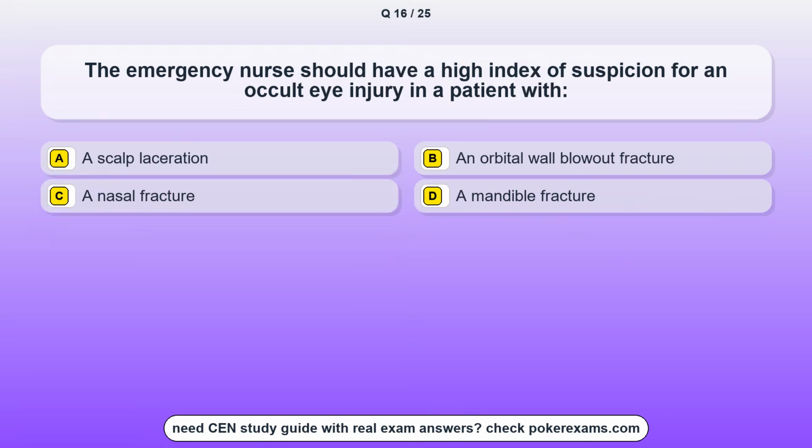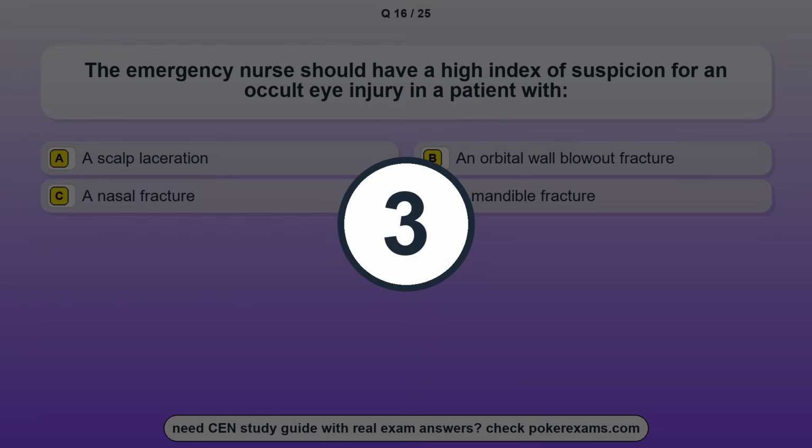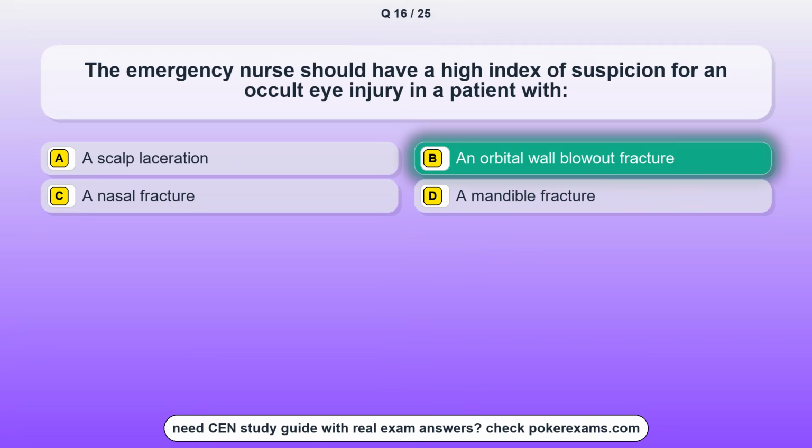Question 16. The emergency nurse should have a high index of suspicion for an occult eye injury in a patient with: option A, a scalp laceration. Option B, an orbital wall blowout fracture. Option C, a nasal fracture. Option D, a mandible fracture. The correct answer is option B, an orbital wall blowout fracture.